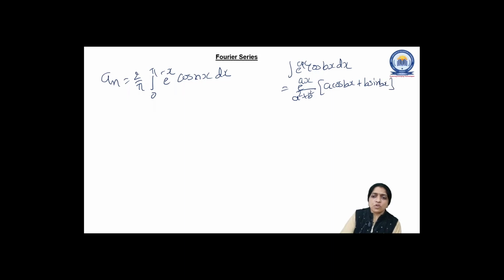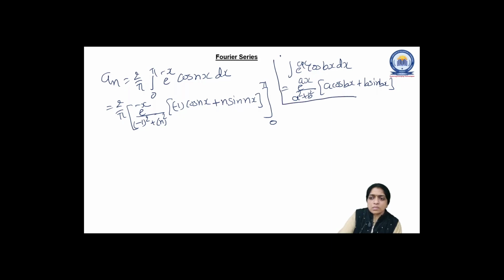So I am applying this formula for this given function, that is e raised to minus x upon minus 1 whole square plus n square, and in the bracket minus 1 cos nx plus n sin nx, and our limits are 0 to pi. See, this is the generalized formula. Now I am going to apply the upper limit and lower limit.